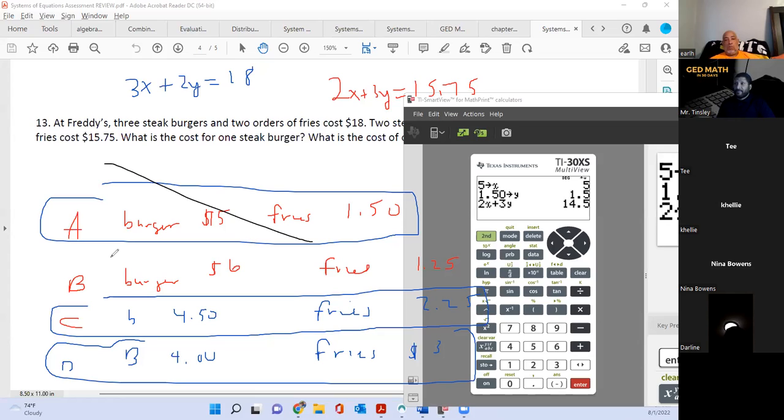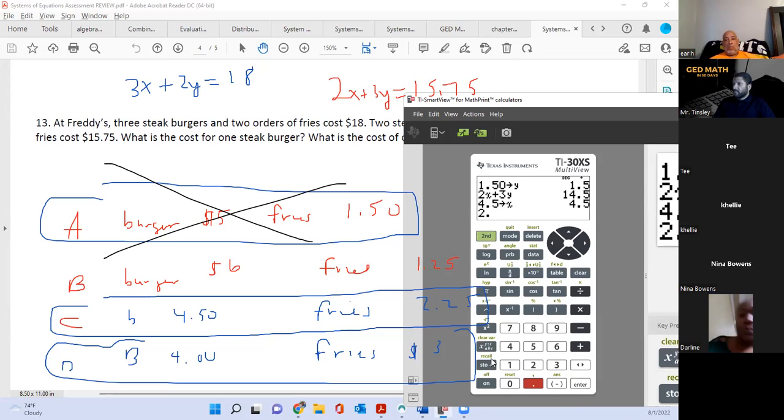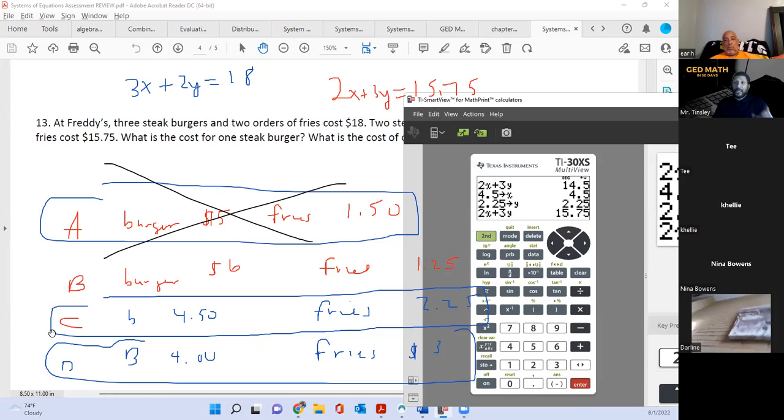So it's not A. We got 1450. Let's go to the second one. X is 450. Y is 225. Let's plug into our second equation, 2x plus 3y, and let's see if we get 1575. C is now the answer.